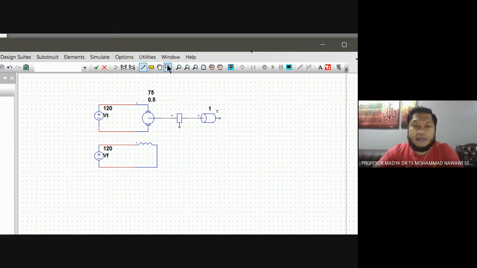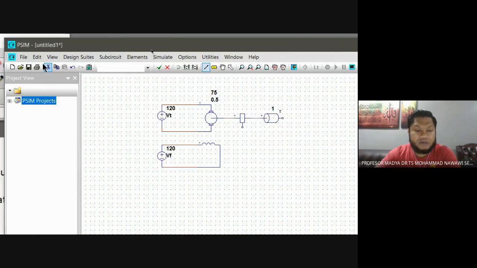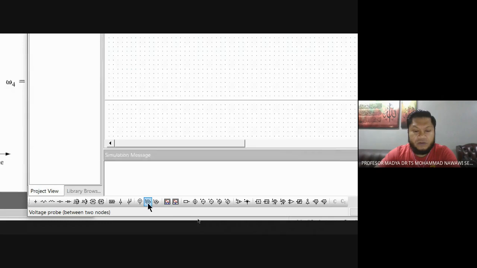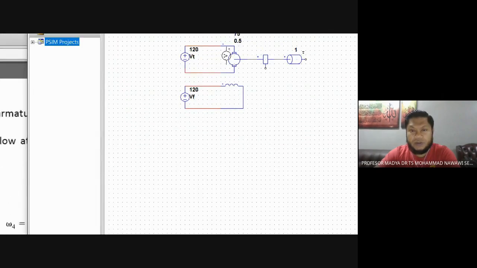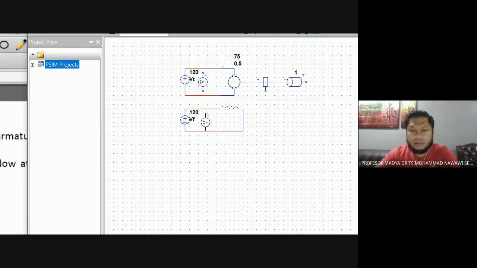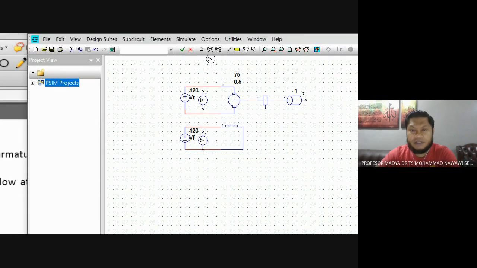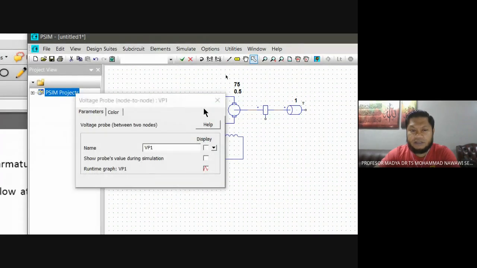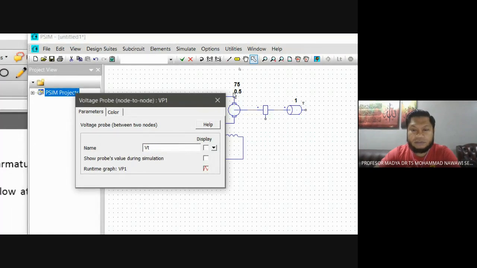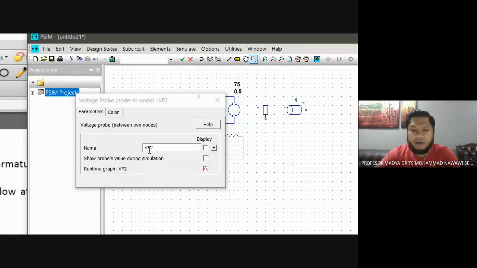Okay. And wait, we have yet to complete because we need some probe, isn't it? Some scope, oscilloscope. When you do this, as you simulate, you need to monitor the voltage or current across each element here. So first, we're going to use the voltage probe. So this is the voltage across the elements there. So we have this is VT, right? And this is VF.